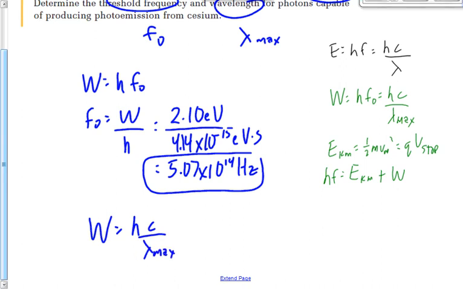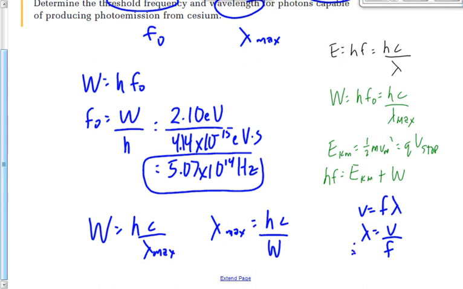We can do that, right? Just solve for lambda max. It's HC over W. Same deal with this one, right? Be consistent with your units. The other option at this point is to say V is equal to F times lambda. Lambda is equal to V over F. What's V? 3 times 10 to the 8. What's F? 5.07 times 10 to the 14. So either way works. This is about 4 seconds quicker than the other method, but it doesn't make any difference. All right?